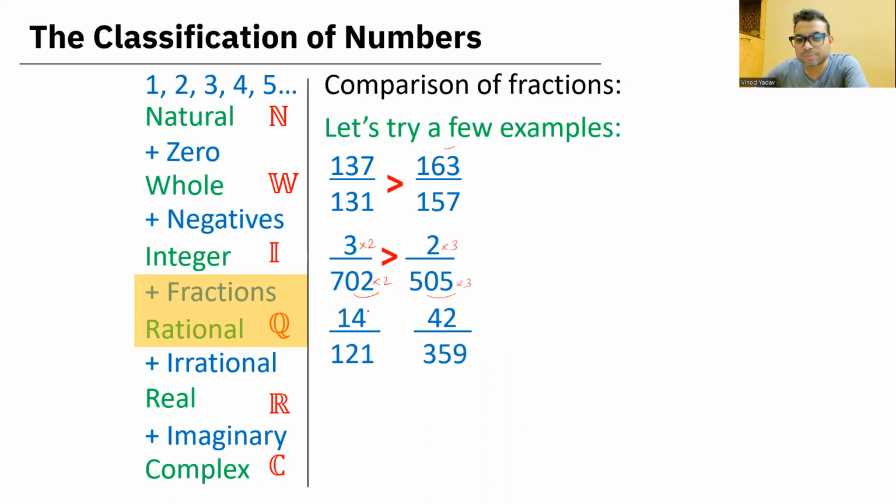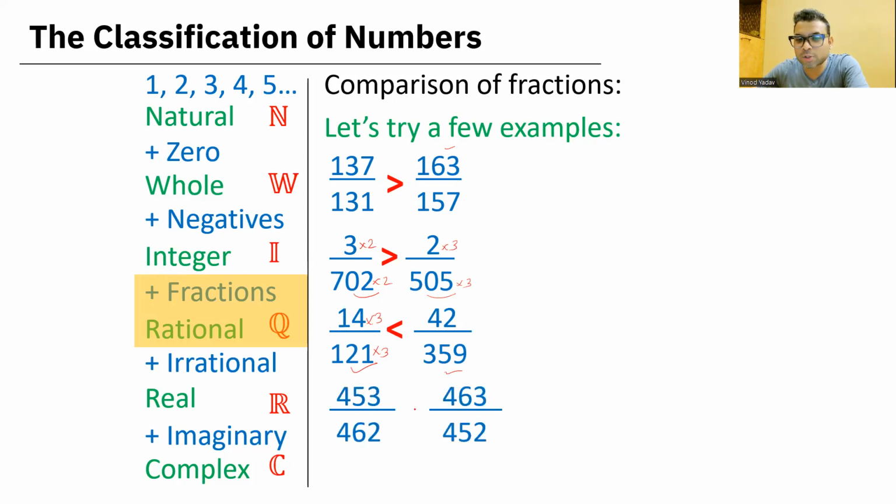Okay. Here rule number 2, right? I can make the numerators equal. So 14 into 3. So 42, 42. And now this is 363. The smaller denominator, second fraction is bigger. Understood? Yes. One more.